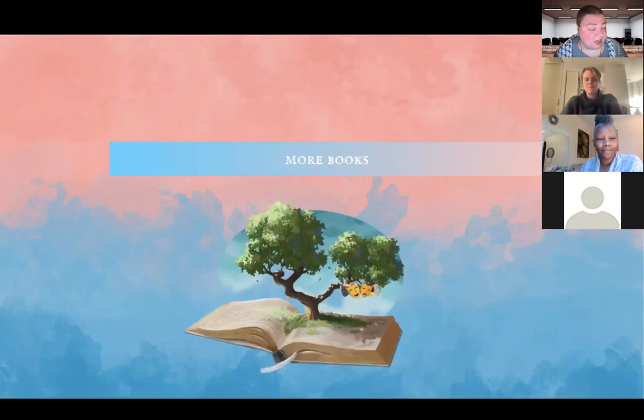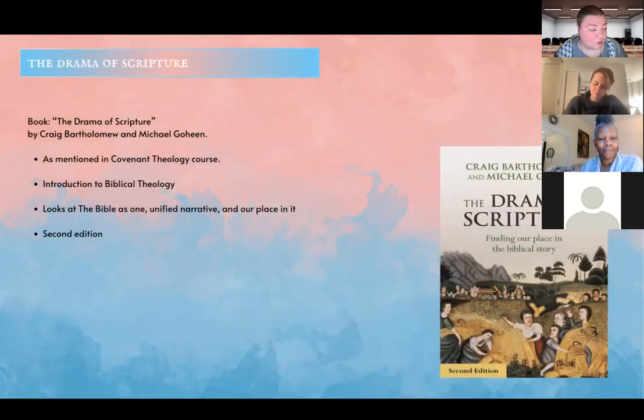And last but not least, we have two final resources we can recommend, two books. The first is called Drama of Scripture by Bartholomew and Goheen. This is a book we've referenced before here at Sateo, both in this course and in our Covenant Theology course. The Drama of Scripture is an engaging way of being introduced to the methodology of biblical theology. It looks at the Bible as one big, unified story, and it returns the reader to view the text as a story that they are a part of. Great book, easy to read, even for beginners.